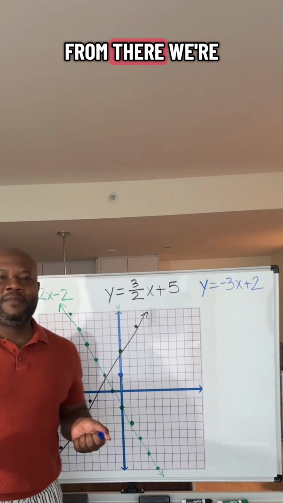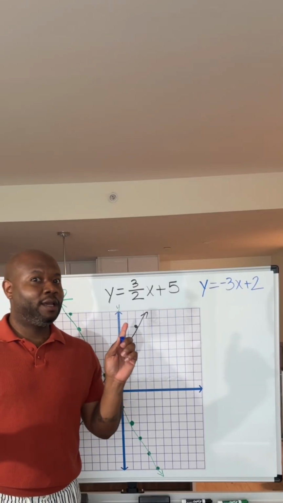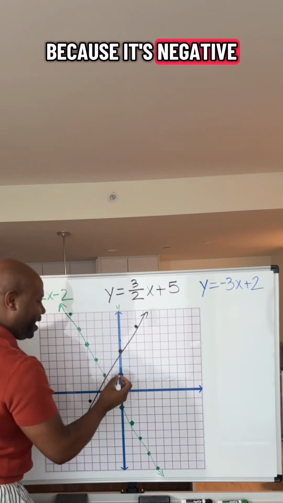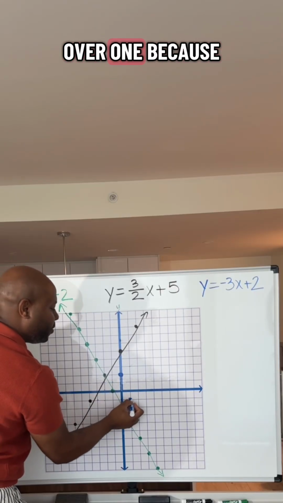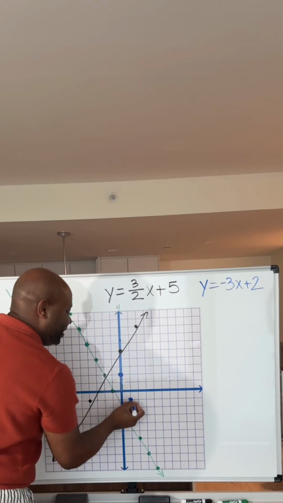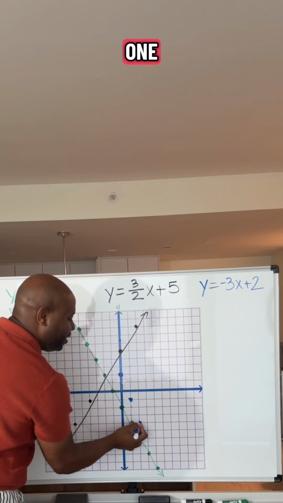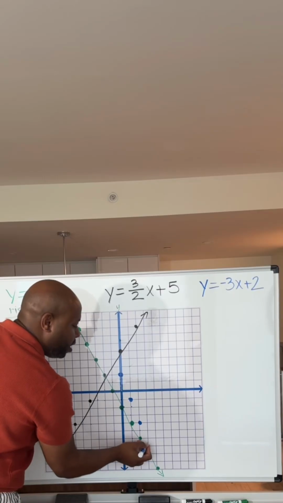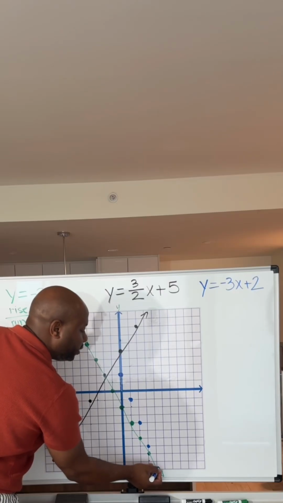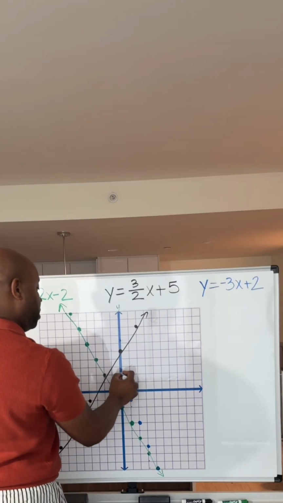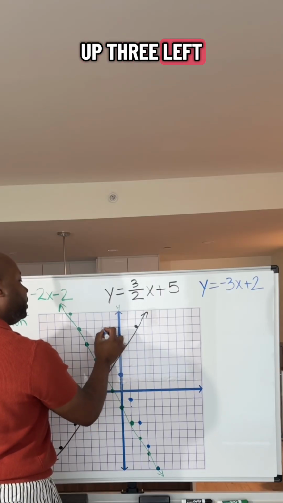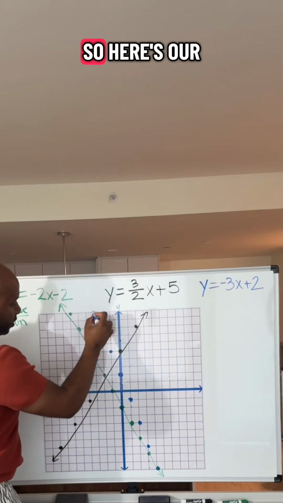Bam. And then from there, we're gonna go up 3. No, down 3. That's right, down 3 because it's negative. 1, 2, 3 over 1. Because the whole number is a number over 1. Down 3 over 1. Down 3 more over 1. Down 3 more over 1. Then we can go up 3, left 1. Up 3, left 1. There we go. Here's our line.